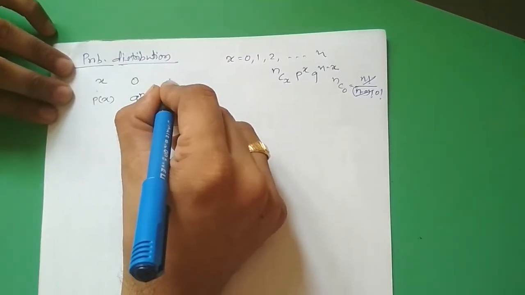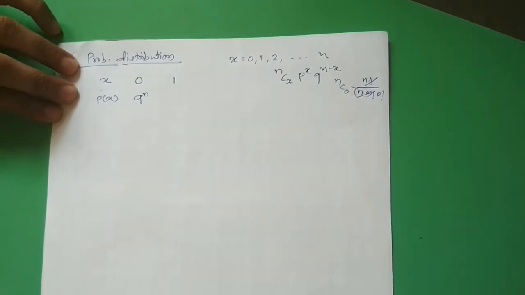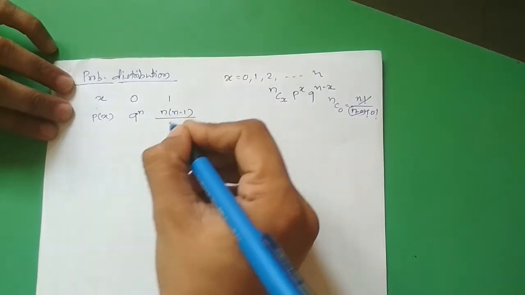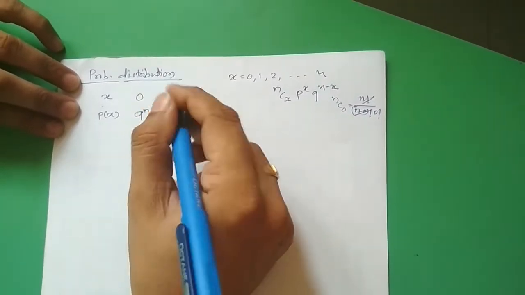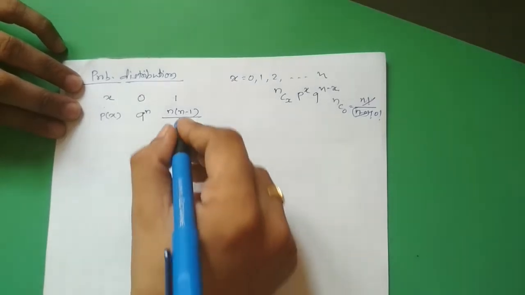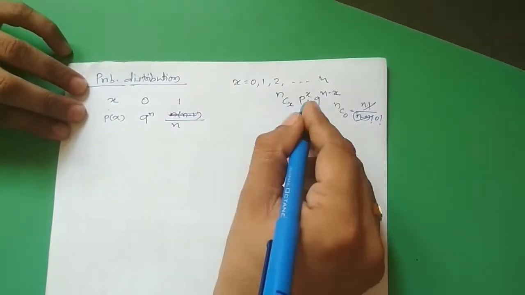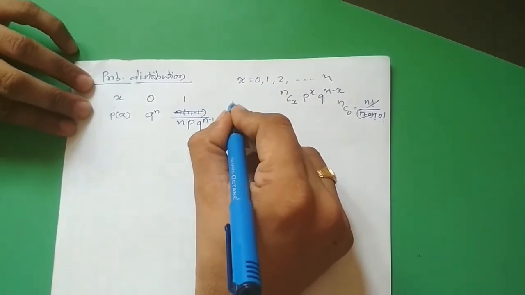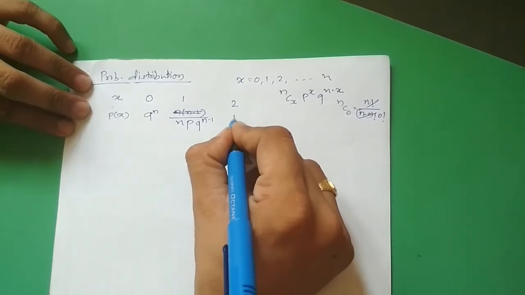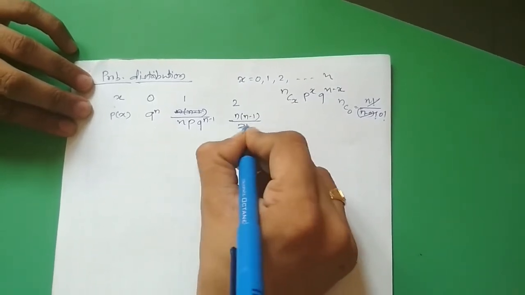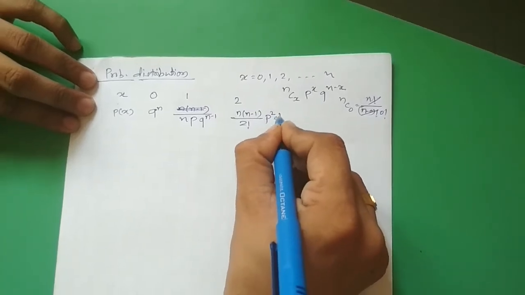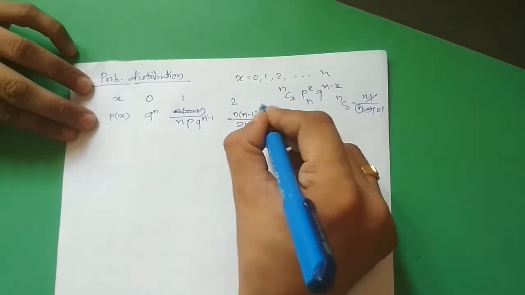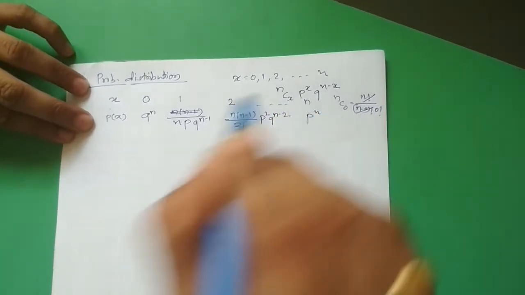When we put the value of x equal to 1, we get n p q raised to n minus 1. When we put x equal to 2, we get n into n minus 1 divided by 2 factorial, p square q raised to n minus 2. When we put x equal to n, in that case we get p raised to n.